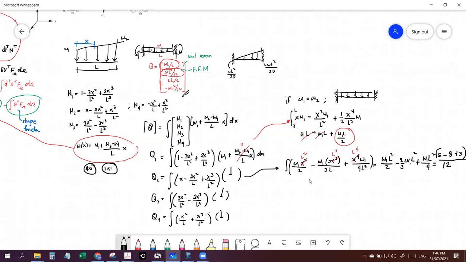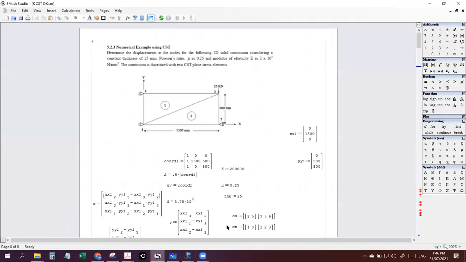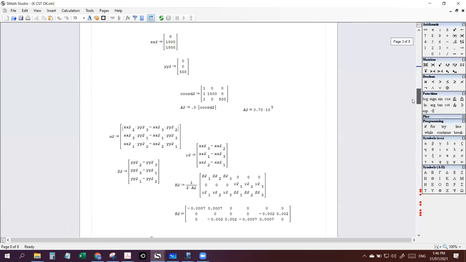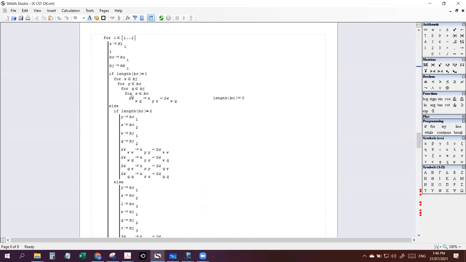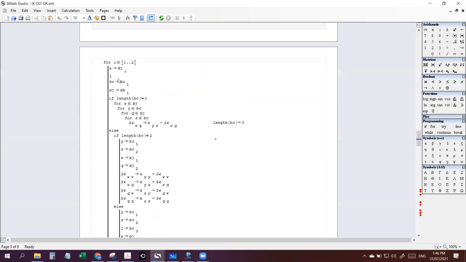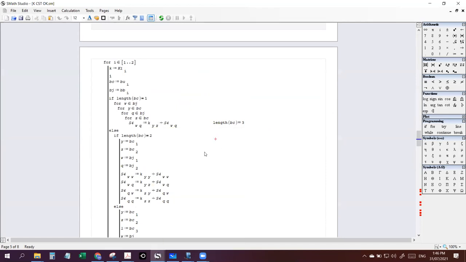Next is I'd like to show this example. So we will discuss this later. But if you will notice, I've been using this code from truss to beam to, like here, plane stress, two dimensional, and even hanggang plate bending, no?